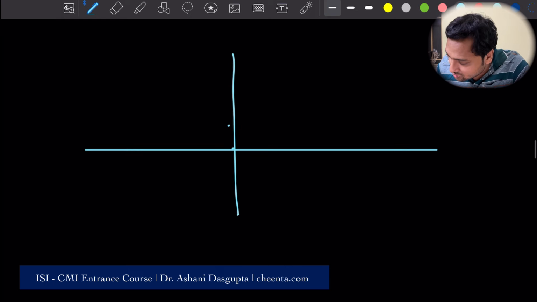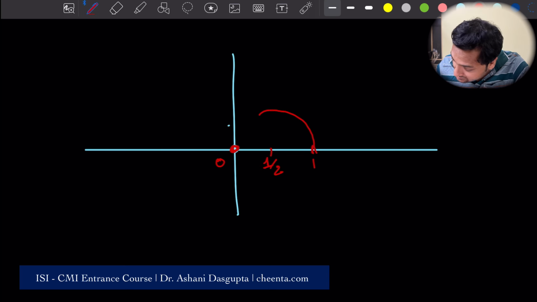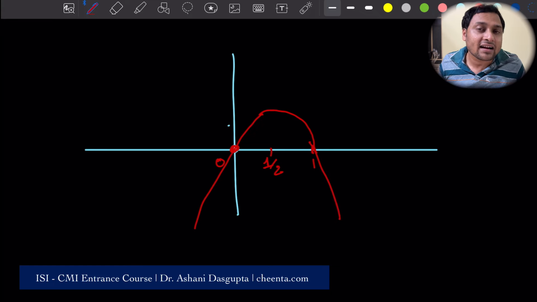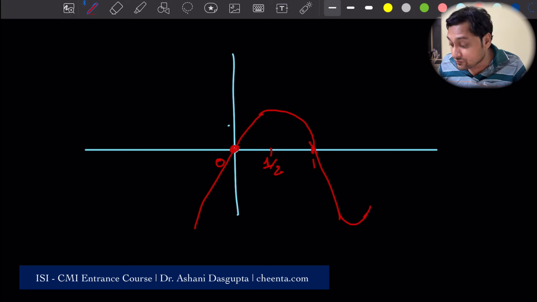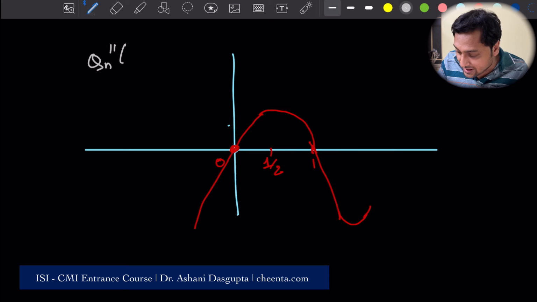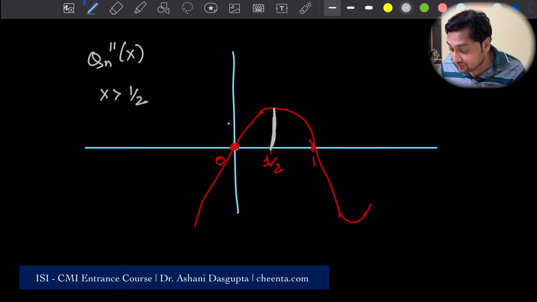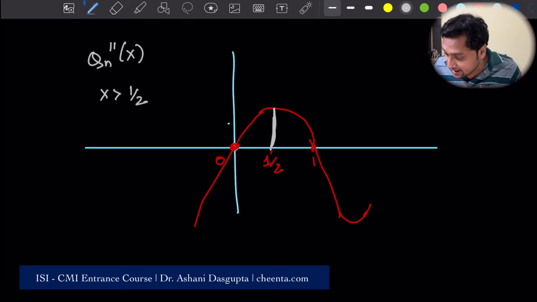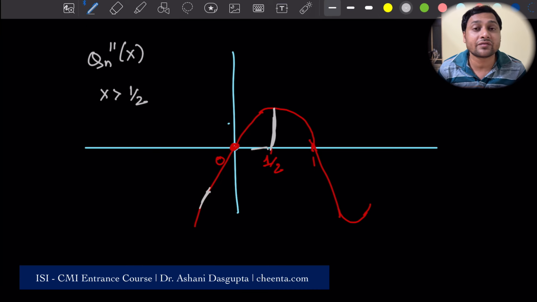So now let's try to draw the graph. At x equals 0, there is a root. At x equals 1, there is a root. At x equals half, we have a maxima. So the graph must look like this. And it cannot turn back again. We can show this, actually: for x greater than half, the second derivative is always negative, so it's always decreasing. And before half, it was always increasing. The second derivative is always positive.